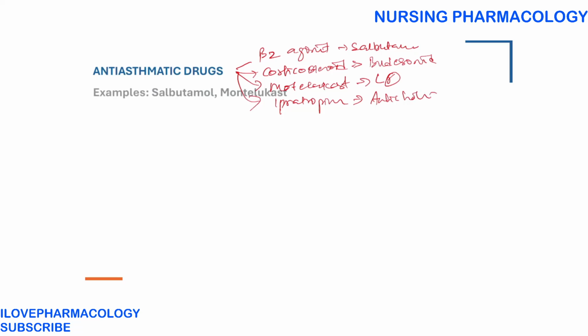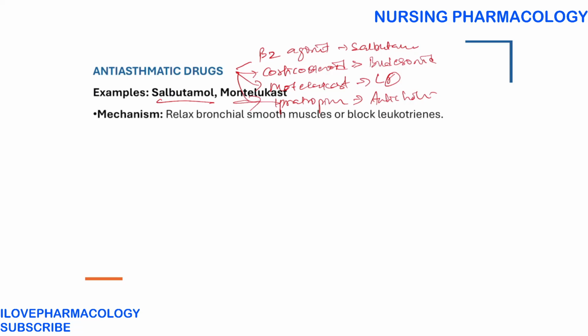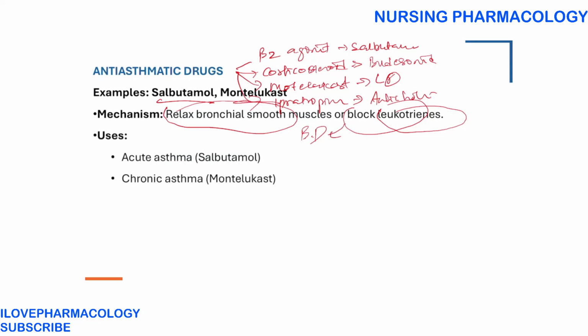anticholinergic. So we have salbutamol and montelukast as examples, and basically salbutamol is going to relax the bronchial smooth muscle, thereby it causes bronchodilation. And leukotrienes are the inflammatory mediators. By blocking leukotrienes, you are going to produce bronchodilation. Salbutamol is used in acute asthma, and montelukast in case of chronic asthma.